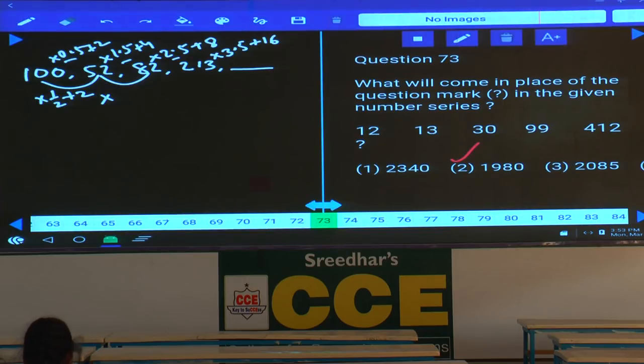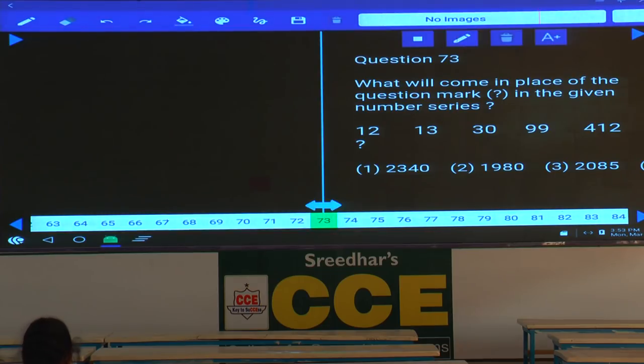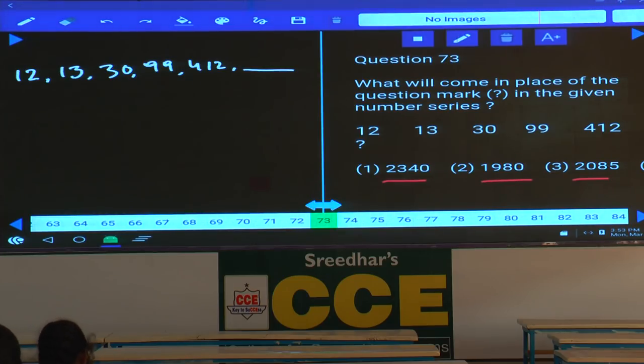Then question number 73. 12, 13, 30, 99, 412, then what should be the next one? Again, if you observe, the choices are in 2000s. As the numbers are increasing at a much faster rate, it must be under product or combination. 12 and 13 cannot be written as a product, hence it must be combination. Now 99 and 400 can be written as 99 into 4, 396, plus 16. That is into 4 plus 4 square.